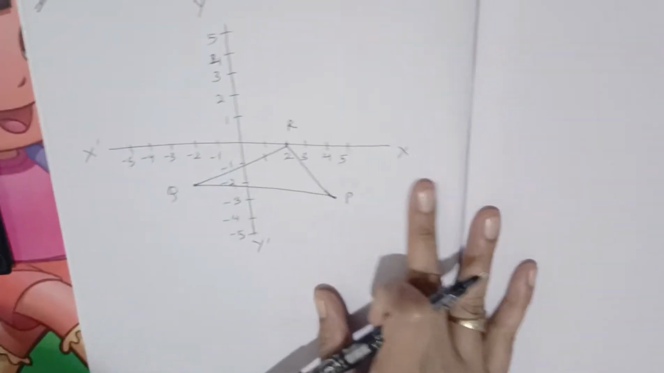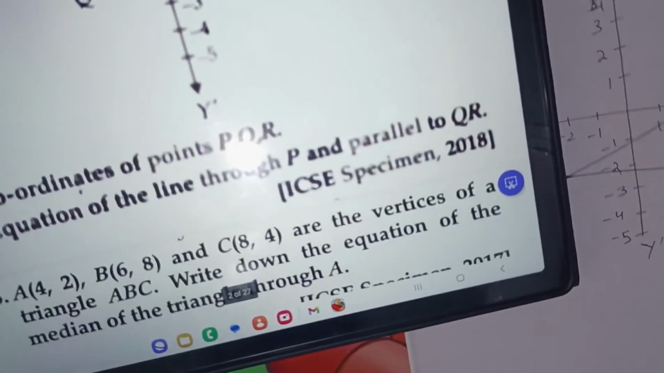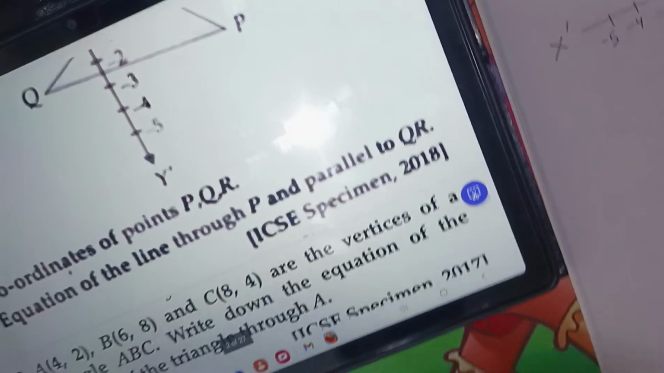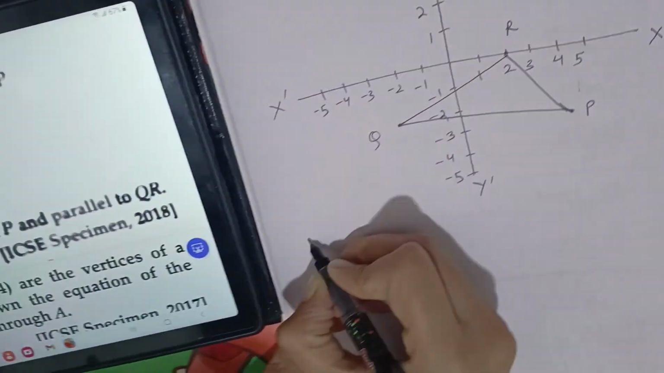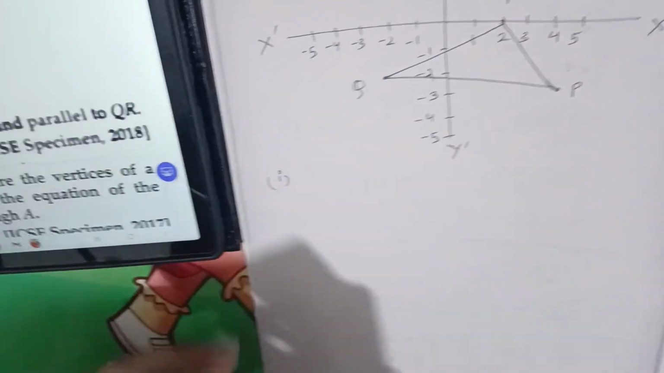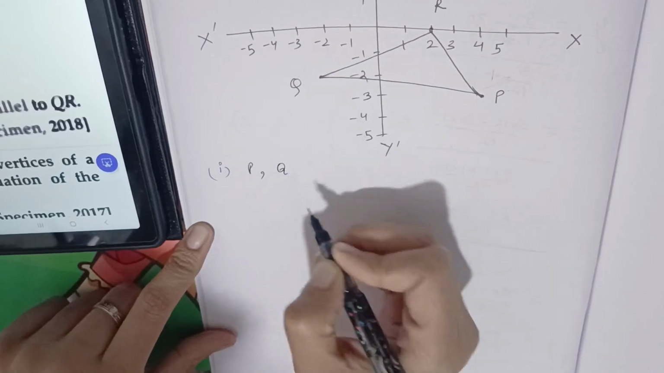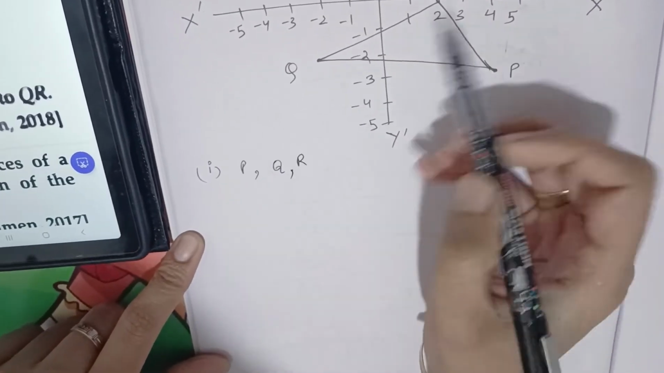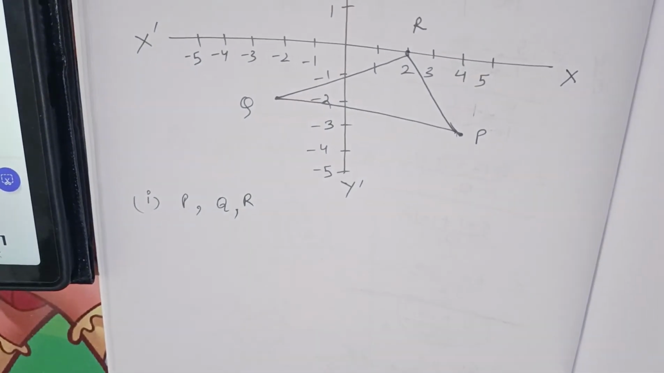So the figure I have already drawn, and let's read what we have to find here. This figure is given to us with the question, and we have to find the coordinates of P, Q and R. You can see 3 points are there, P, Q, R. So these points' coordinates we have to find.